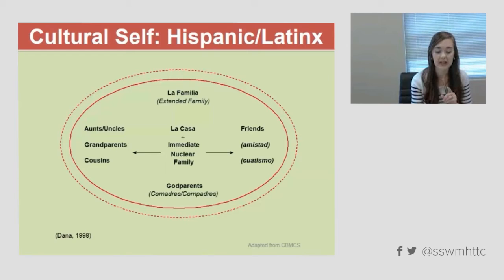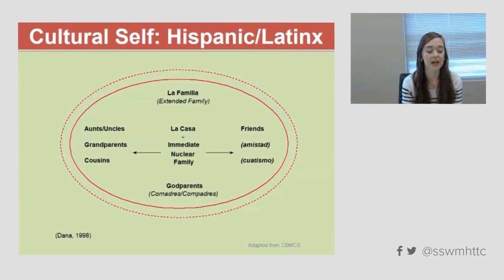So you can see here, and I'm going to make a comparison between this cultural self diagram and an Anglo-American cultural self diagram. You can see that here, speaking in general terms to Hispanic or Latinx individuals, la casa, or like the home and your immediate nuclear family, is the nucleus.